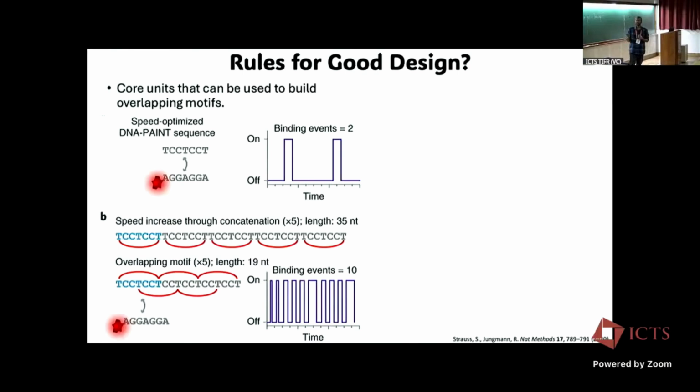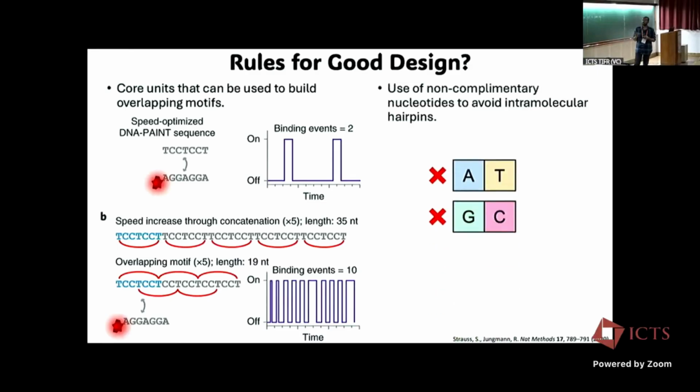In this case, at least, you have 5-fold more binding events in the same amount of time. And the other thing is that we should completely avoid complementary sequences at all costs, because if this sequence were to form a hairpin, you would not get any binding event at all.